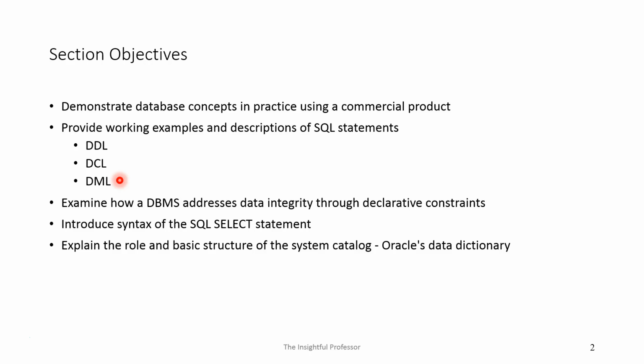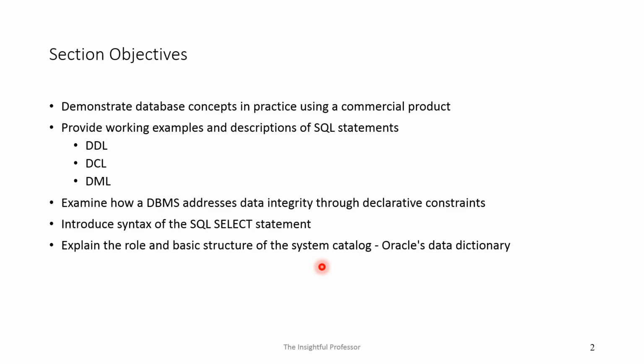We'll examine how a DBMS addresses data integrity, a very important aspect of what the database system does for us. We'll look at declarative integrity constraints, and we'll suggest an alternative through what's called procedural integrity. We'll introduce the basic syntax of the SQL select statement for data retrieval, and we'll also discuss the idea of the system catalog in more detail than just a very high-level overview. We'll show you some of the metadata. Oracle refers to this system catalog as the data dictionary.